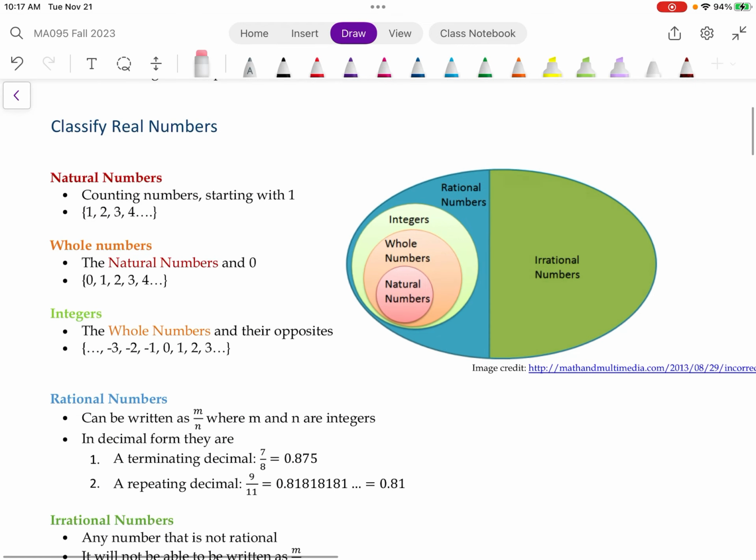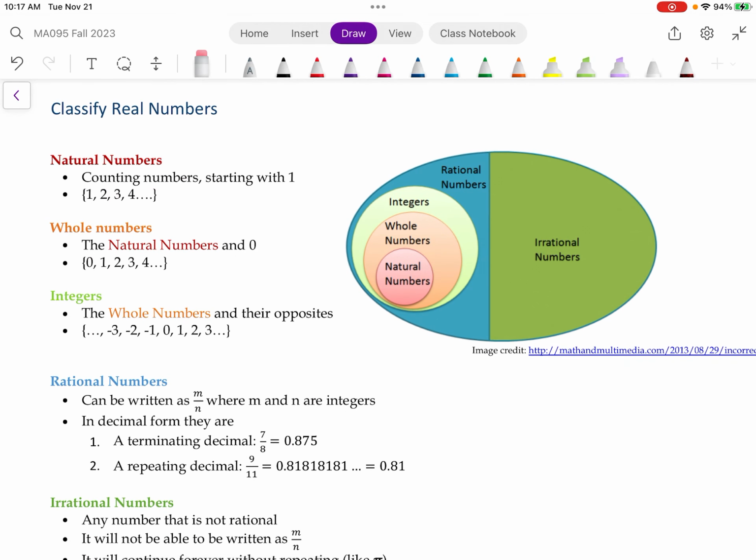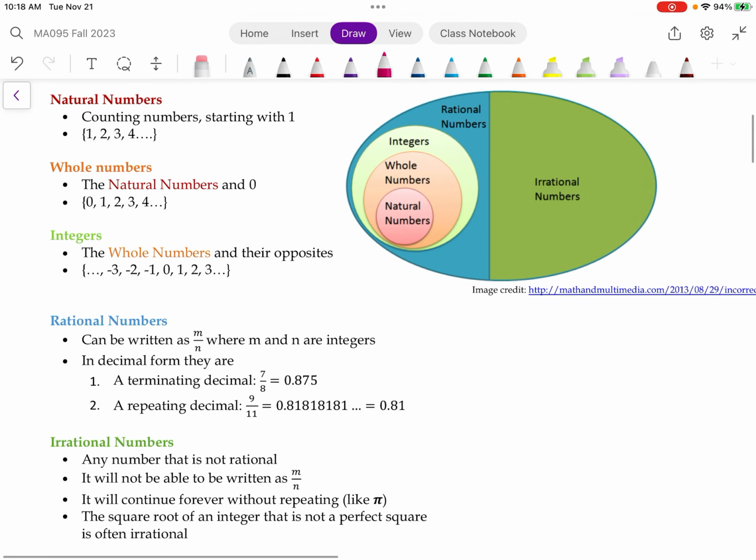All right, so first we want to classify real numbers before we get started with the rest of this. So there are natural numbers, whole numbers, and integers. And I'd like you to pause the video and write all of this down, and then I'm going to talk about it.